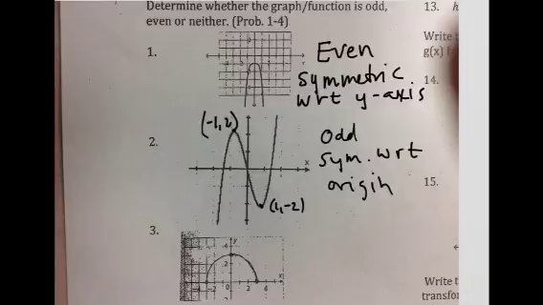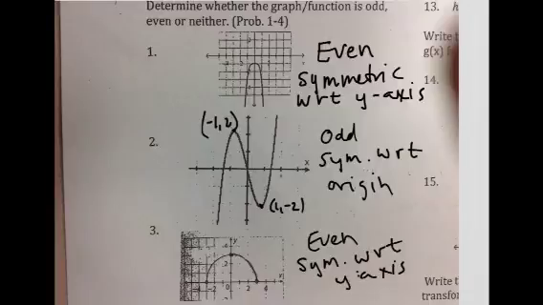Number 3, here's a y-axis, and if you take this piece and this piece, they are identical, right? So this is the line of symmetry for this half and this half. So this is another even function. Why? Because it's symmetric with respect to the y-axis.